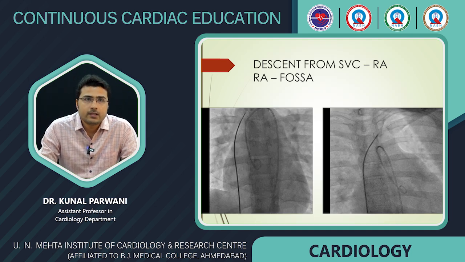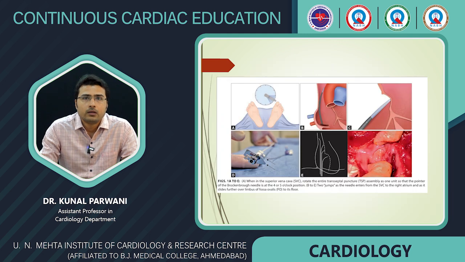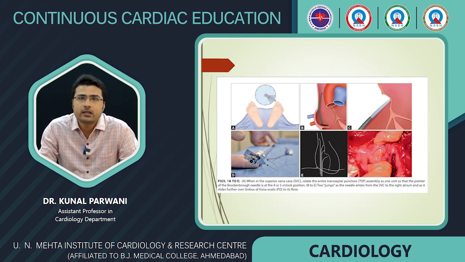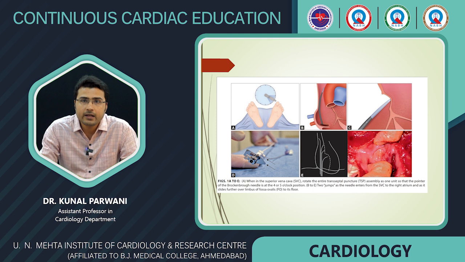Next step is the descent from the SVC to the RA and to the fossa ovalis. This is done ideally in the LAO view where the septum is vertical, or in the AP view. Keep the pointer of the septal puncture needle pointing between 3 o'clock to 5 o'clock position when viewed from the foot end of the patient. This should put the distal curve of the sheath, dilator and needle perpendicular to the interatrial septum. Once more, confirm that the needle is well inside the dilator by fluoroscopy. Then drag the entire sheath and dilator needle assembly slowly downward from the SVC to the RA.